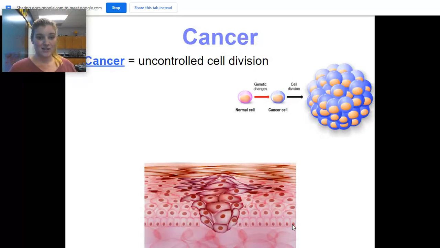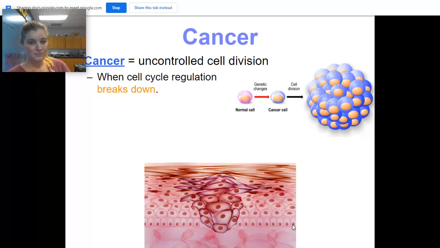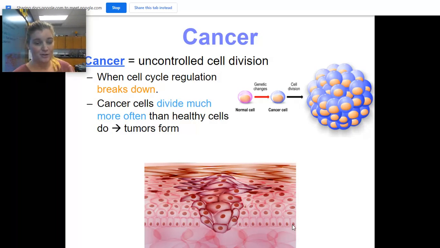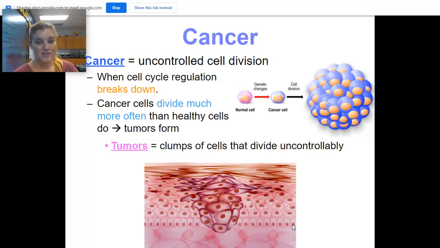Now, when it comes to cancer, it is just uncontrolled cell division. So we have those checkpoints, and for some reason, they're not regulating themselves. So the cell cycle is breaking down, and these cells are dividing much more often than healthy cells do. So something is wrong within these cells, but they're still dividing, and then they're dividing rapidly. And that's how we get tumors to form, because these cells are just building on top of each other. And the tumor itself is just the clump of cells that are dividing uncontrollably.